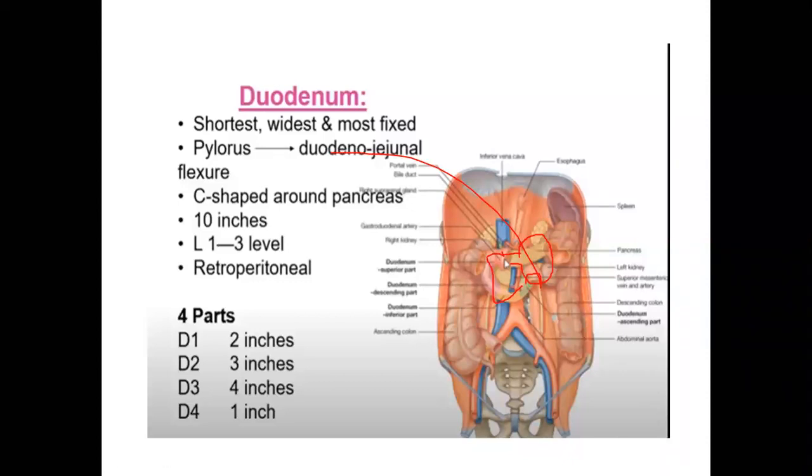Now coming to the posterior relationship, the duodenum lies between the L1 to L3 vertebral levels. If we divide it into four parts, D1 is 2 inches, the second part is 3 inches long, and the third part is 4 inches long, while D4 is the smallest part. The longest part of the duodenum is the third part.